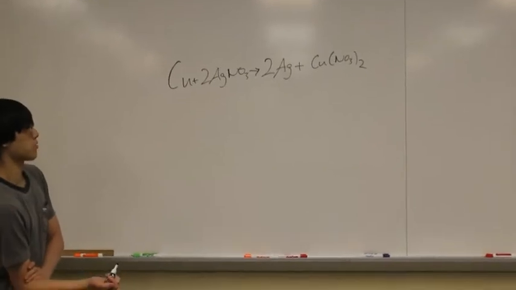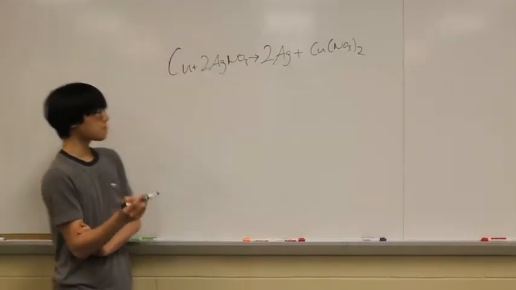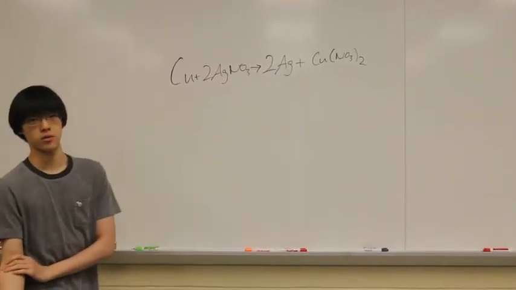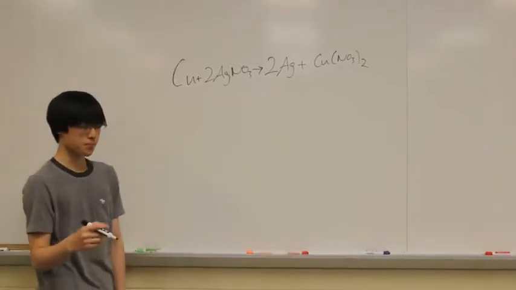Now consider the following reaction. Cu plus 2AgNO3 yields 2Ag plus Cu(NO3)2. So here, there is a transfer of electrons. However, in this balanced equation, this is not clearly shown. So how do we fix this if we want to see where the electrons are moving?